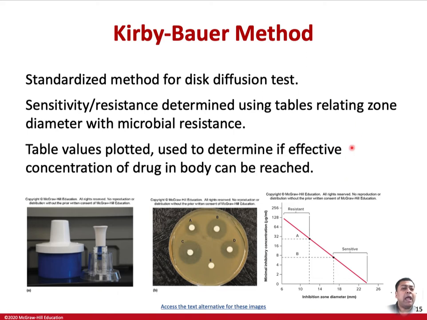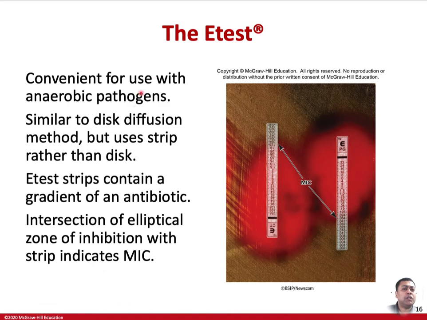Now, this does have some limitations, because some of the drugs may diffuse through this agar plate at different rates. So you really cannot compare many different drugs in the same way. On the other hand, there is another way that we can determine the minimal inhibitory concentration, which is known as an E-test. This is actually convenient for use with anaerobic pathogens. It is similar to the disc diffusion method, but uses a strip rather than a disc.